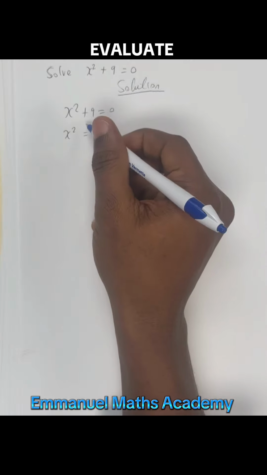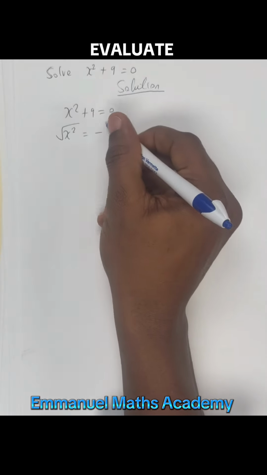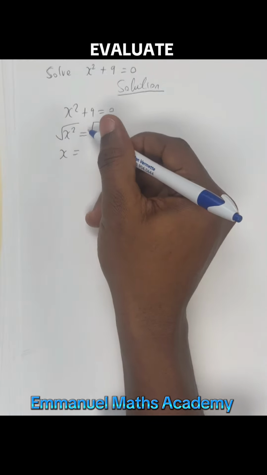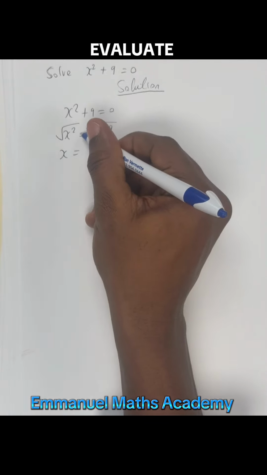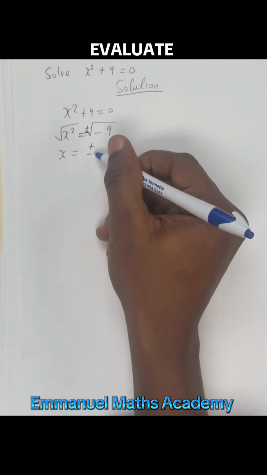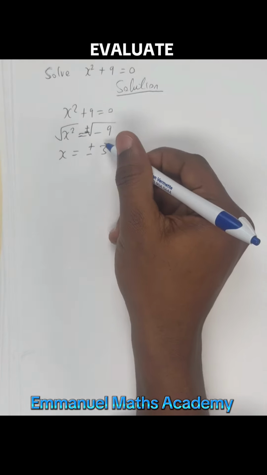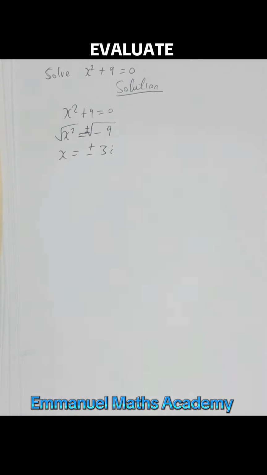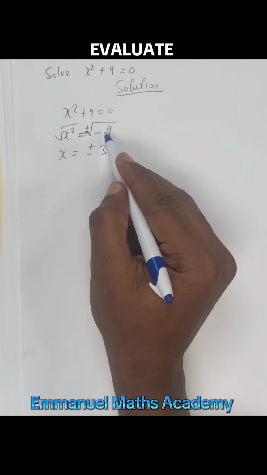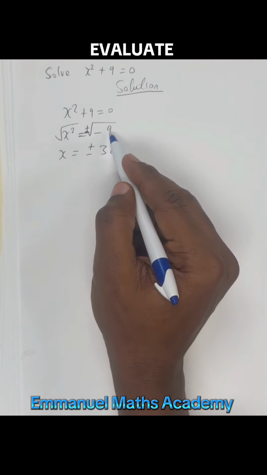From this, if we take the square root of both sides, we have what? x equal to, remember you put your plus or minus when you take the square root because this is an equation. So here we have plus or minus what? 3, then i, right? Because you have an imaginary root here, because you have root minus 1 here, right?